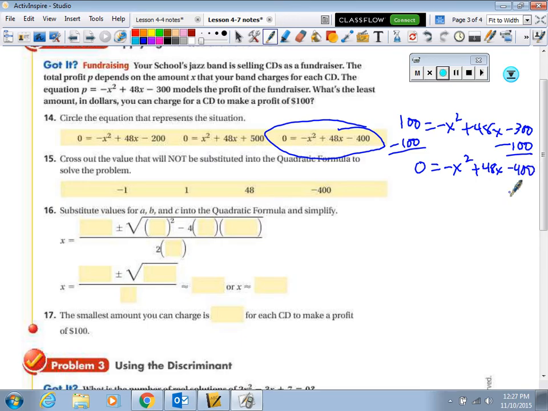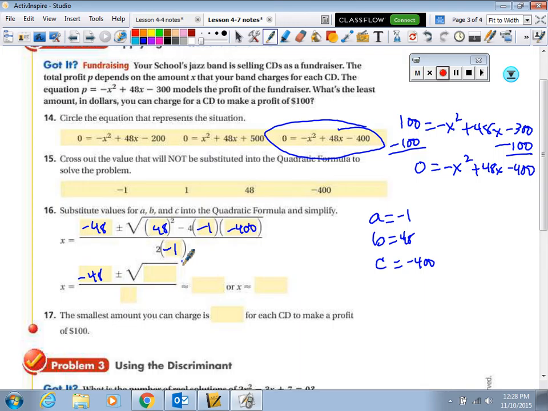Minus 400. Remember how we take it to the other side, but that's totally up to you. So what we're going to do here is A is negative 1, B is 48, and C is negative 400. So negative 48, 48 squared minus negative 1 times negative 400, and this is over 2a, so that's negative 1. This is negative 48.